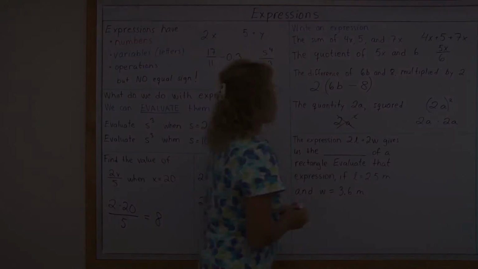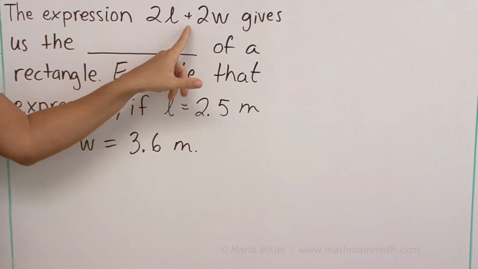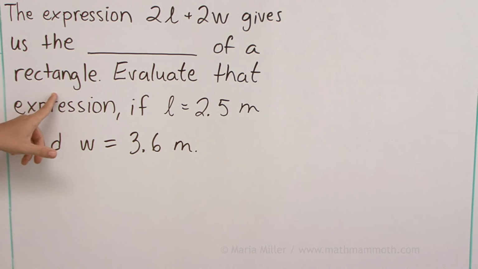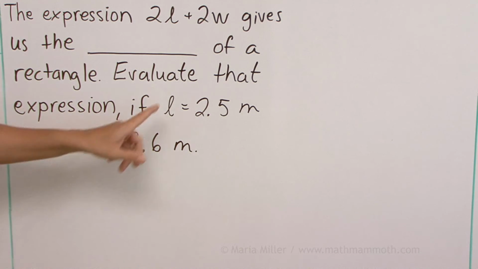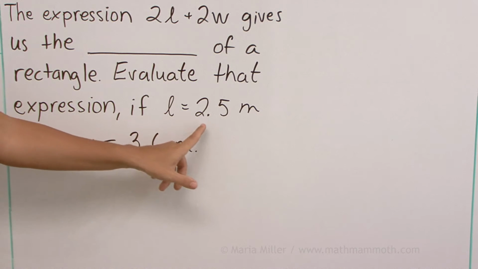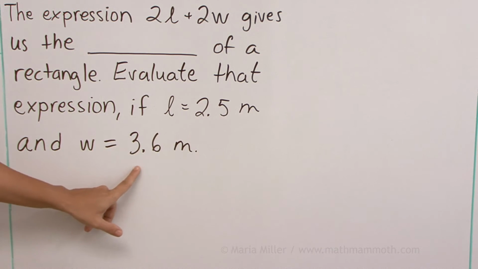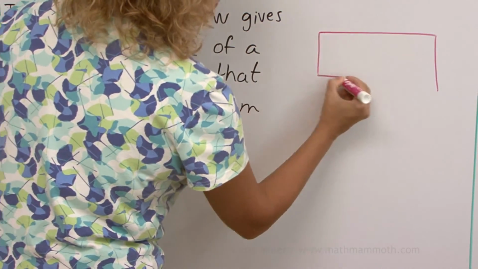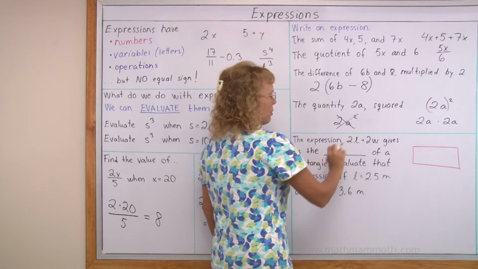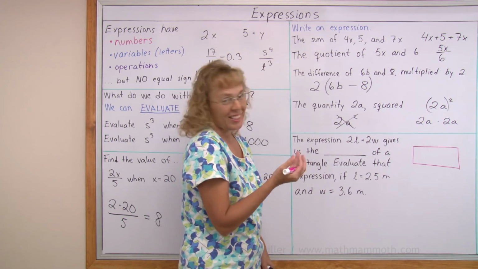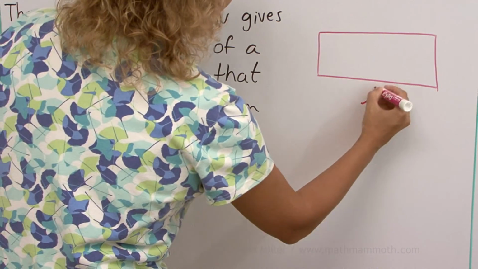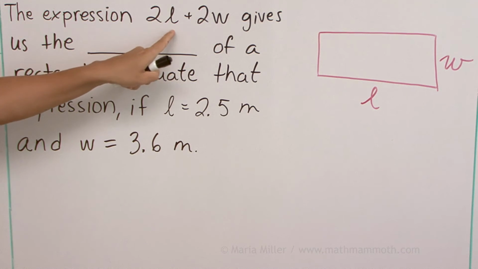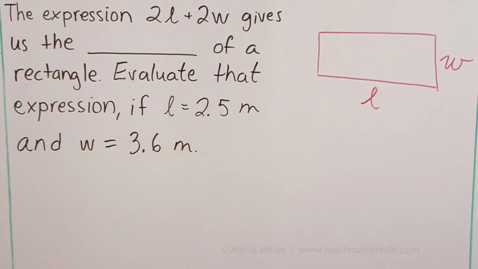It wasn't this one. The expression 2L plus 2W gives us the something of a rectangle. Can you tell what? Evaluate that expression if L equals 2.5 meters and W equals 3.6 meters. Let me sketch here a rectangle for starters. I wonder what this L and W could signify. I'll tell you. L is its length and W is its width. Now that might help you. So 2L plus 2W, what does it give us?